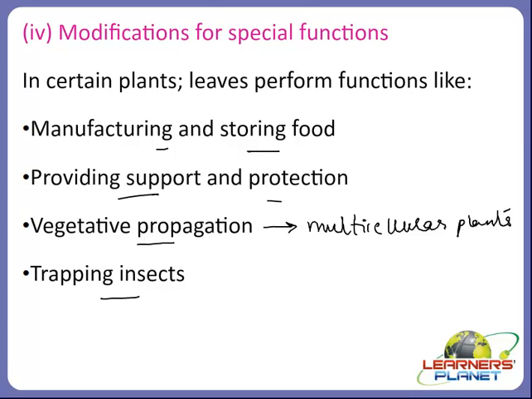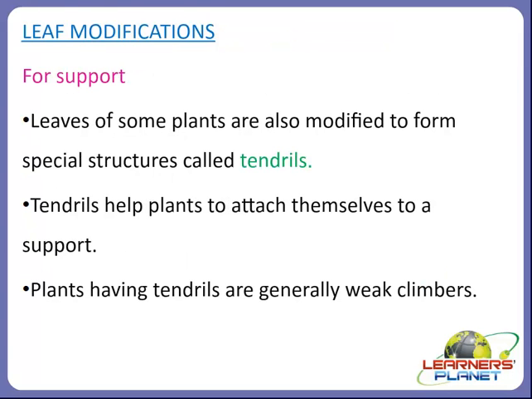Now let us discuss one more important topic. Yes, leaf modifications. Here we will see in what way a leaf modifies, and how important a role it plays. Yes, first important role is for support. Leaves of some plants are modified to form special structures called tendrils. As we discussed, the tendrils help plants to attach themselves to a support. So plants having tendrils are generally weak climbers.